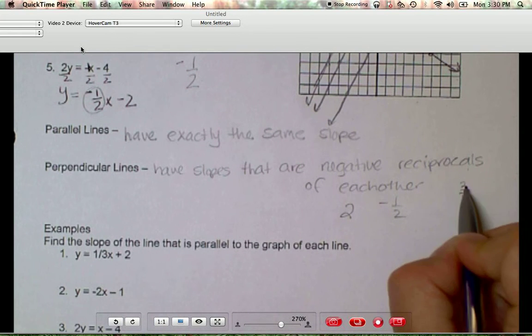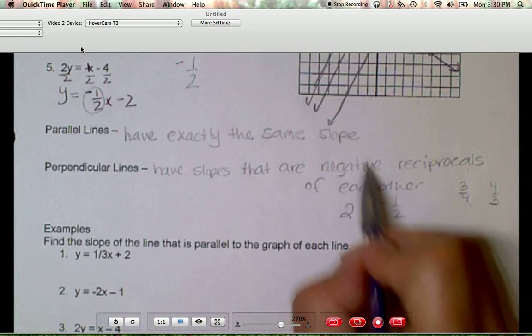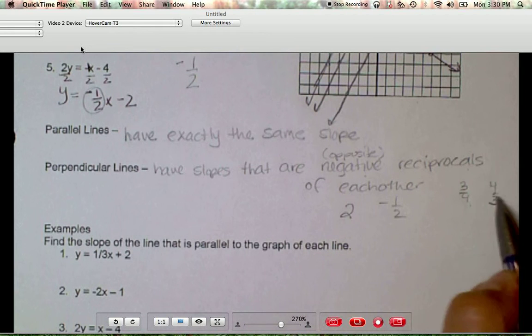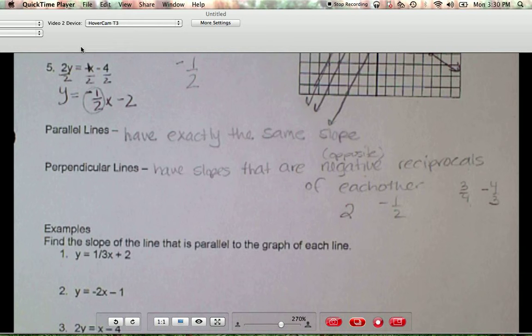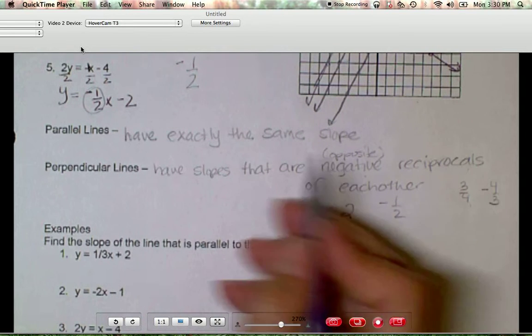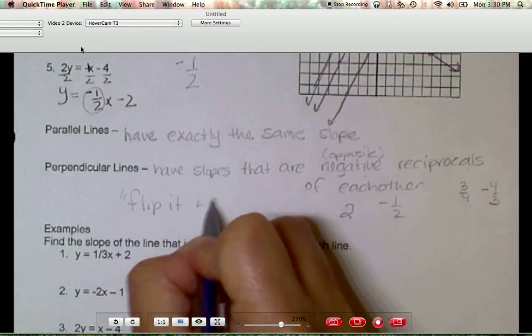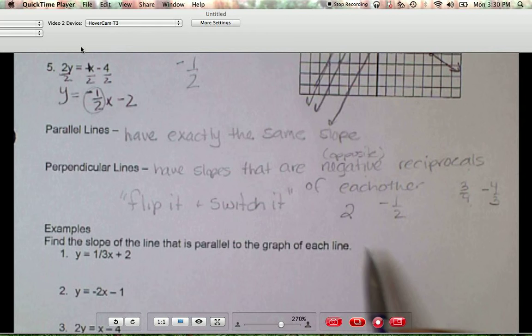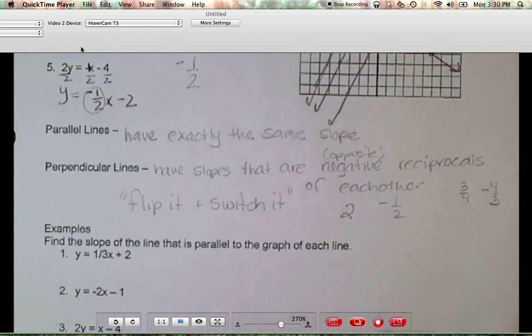Okay, reciprocal, remember, what's the reciprocal of 3/4? The reciprocal of 3/4 is 4/3. But we're talking about the negative, or some people would say the opposite reciprocal. So they're reciprocals of each other, but one of them has to have an opposite sign. I use the idea of flip it and switch it.